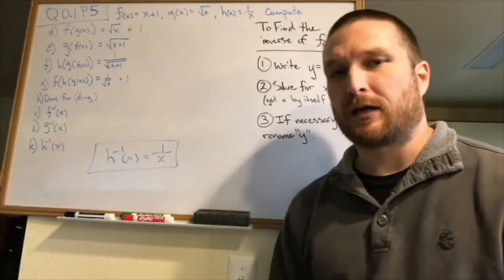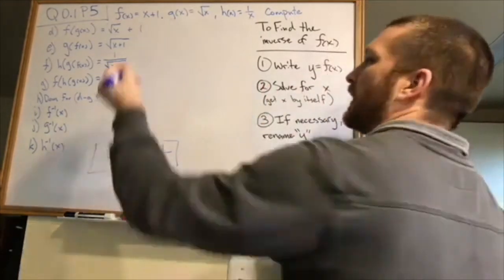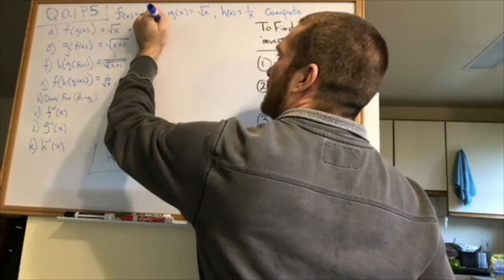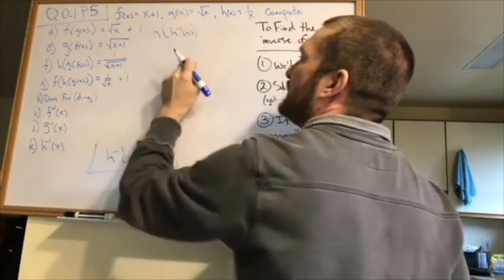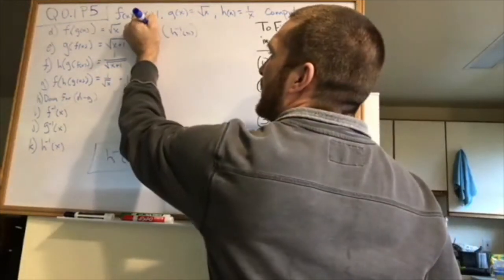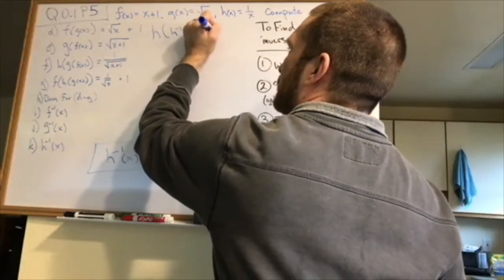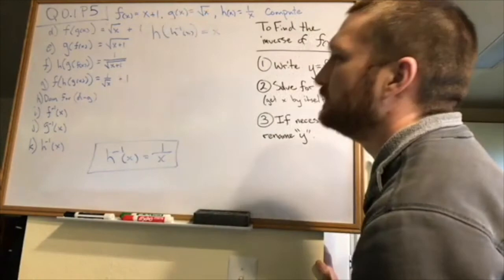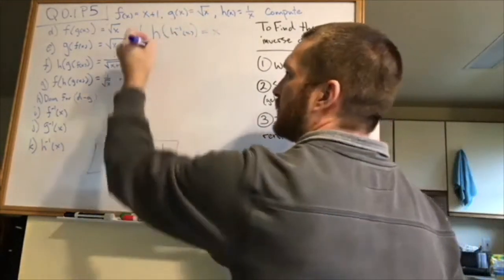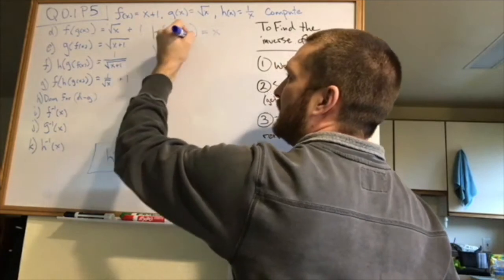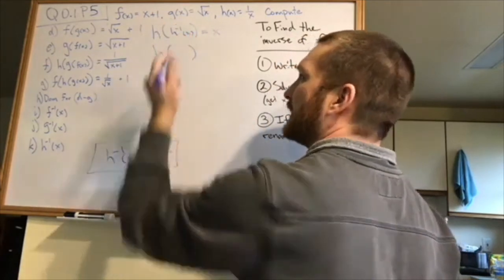So one way we could check it is to check the two compositions. We could say, okay, if I take H inverse and plug it into H, I should end up where I started. It should be like that, right? Okay, what's H inverse of x? Well, we have it written right there. So I'm going to say, okay, H inverse of x is the same thing as 1 over x.